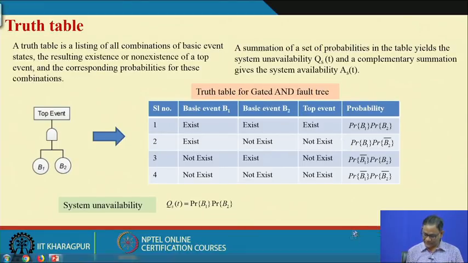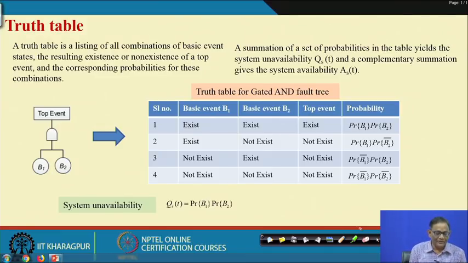Let us first understand what a truth table is. A truth table lists all combinations of basic event states. Then we find out for which combinations the top event exists and for which it doesn't. For example, consider a fault tree having two inputs, that means two basic events, and the top event is linked with an AND gate.